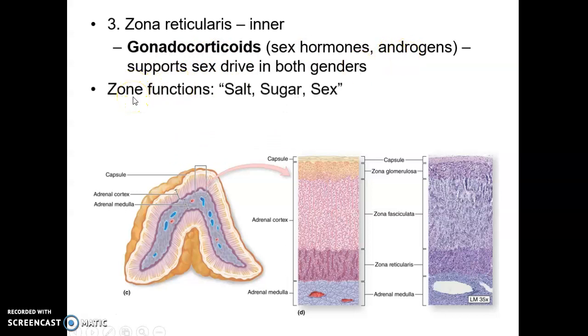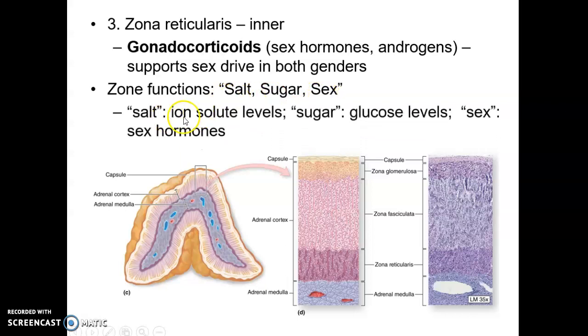So the overall functions of the zones, if you can think salt, sugar, and sex. Salt in the sense of ion solute levels in the bloodstream. Sugar in the sense of glucose levels. And then sex in the sense of sex hormones that are regulating and maintaining the sex drive in the genders. All right?